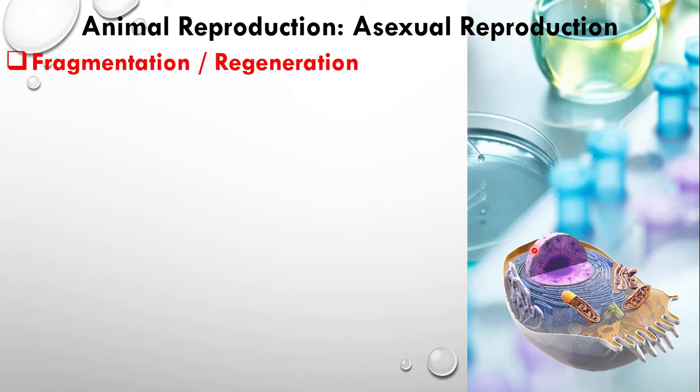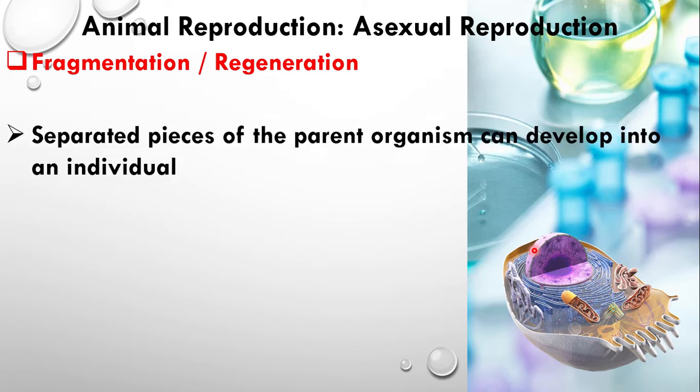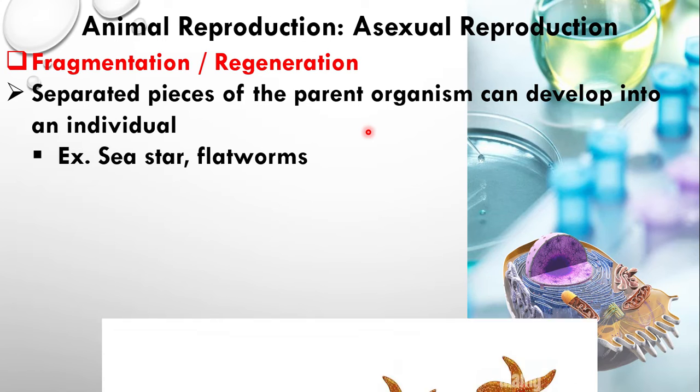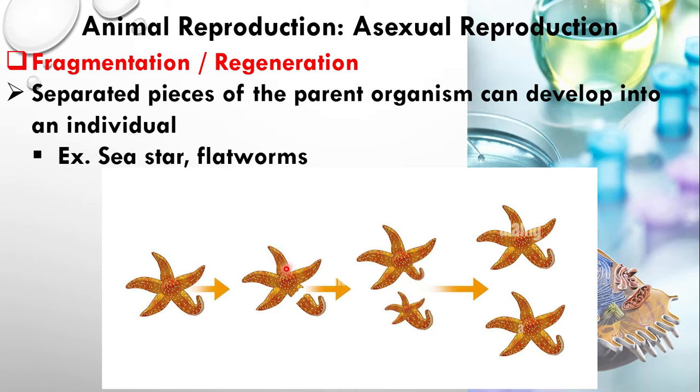Next, we have fragmentation or regeneration, what I mentioned earlier about sea stars. Okay? So, separated pieces of the parent organism can develop into an individual. Examples of organisms that can do fragmentation or regeneration are sea stars and flatworms. So, we have here a sea star. If you break or cut off one of its arms, the arm that was cut off will become another organism.